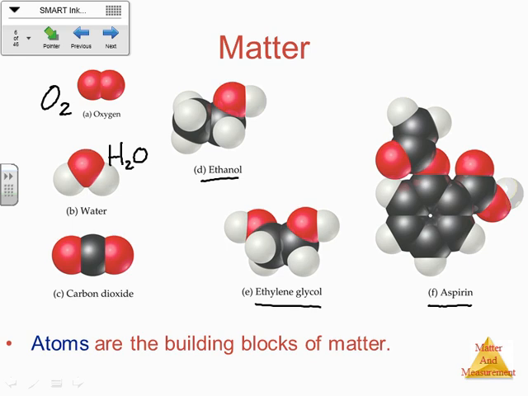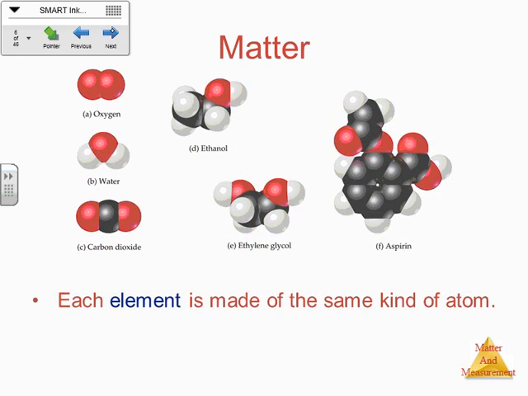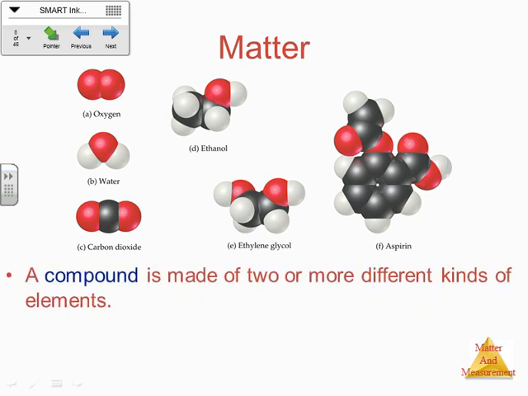Now, most of these, the ethanol, ethylene glycol, and aspirin, are carbon, hydrogen, and oxygen combined in some way. Each element is made of the same kind of atom. So if you have an element, like a sheet of copper, that's all made out of copper atoms, obviously. Again, this is very elementary stuff. And then a compound is made of 2 or more different kinds of elements. So again, with water, carbon dioxide, H2O, CO2. In water, you have hydrogen and oxygen combined. In carbon dioxide, you have carbon and oxygen combined.